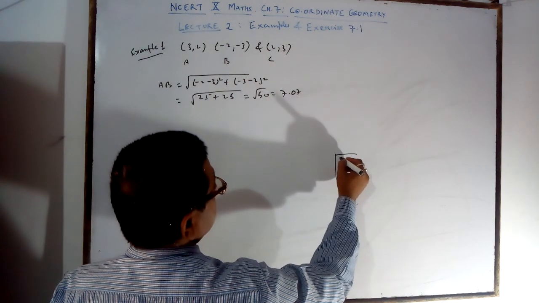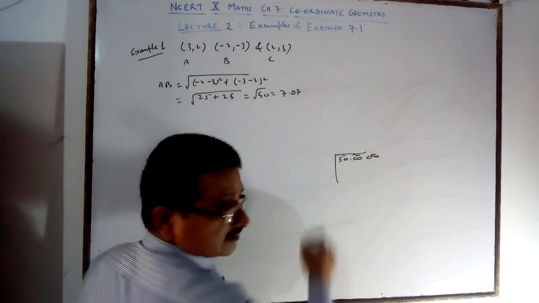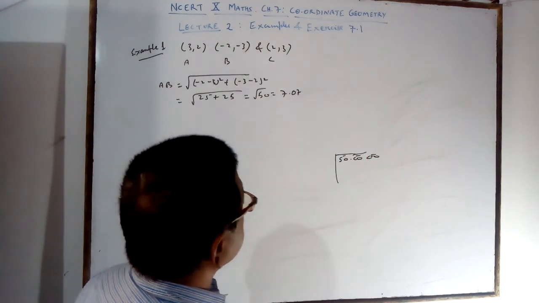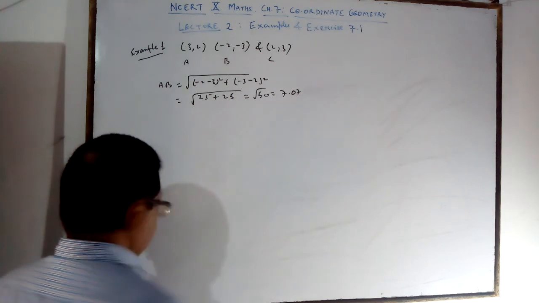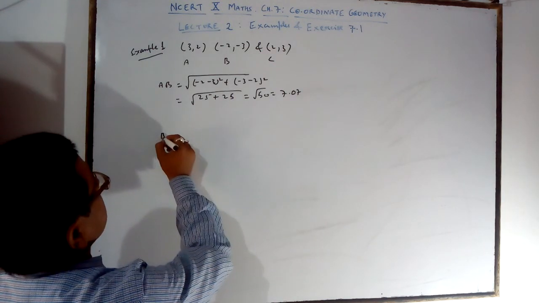Pairing 50, then this, then this. Like this you will find out AB. Now you find out BC.